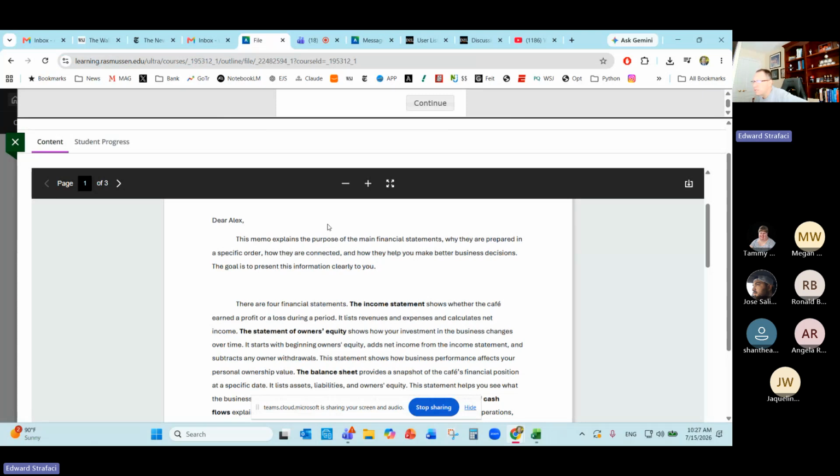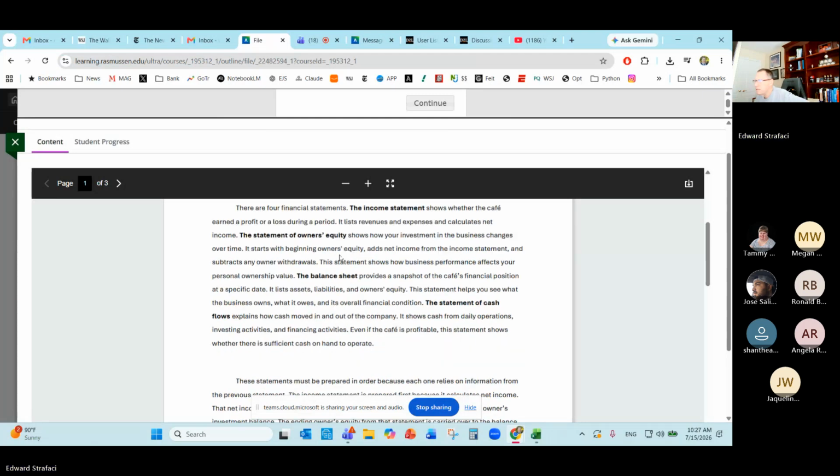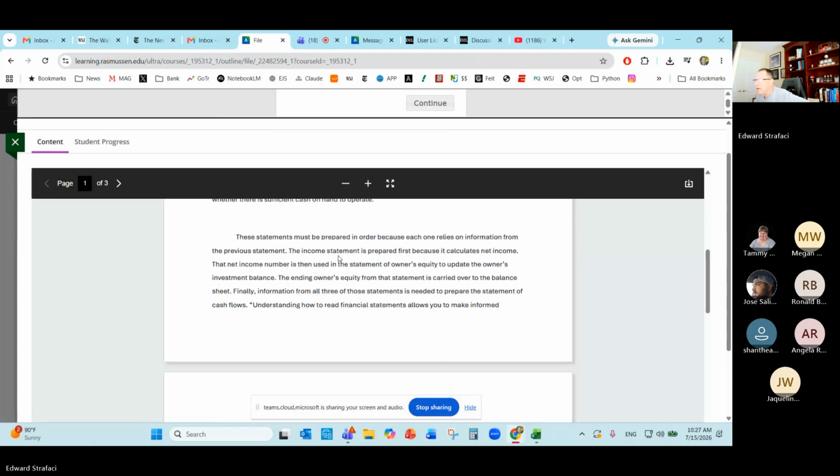The goal is to present this information to you clearly, and then we explain the 4 financial statements quickly. These statements must be prepared in order because each one relies on information from the previous statement. The income statement is prepared first because it calculates income. Then you do your balance sheet.